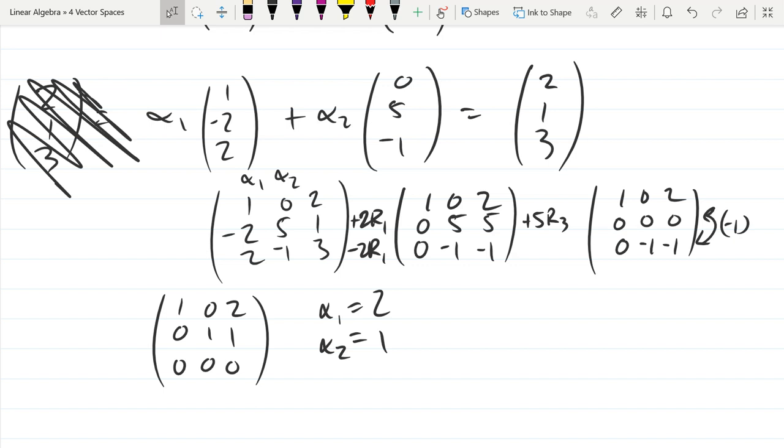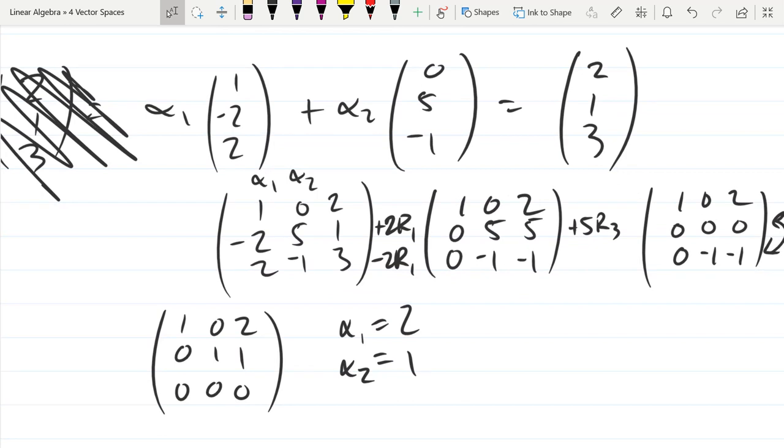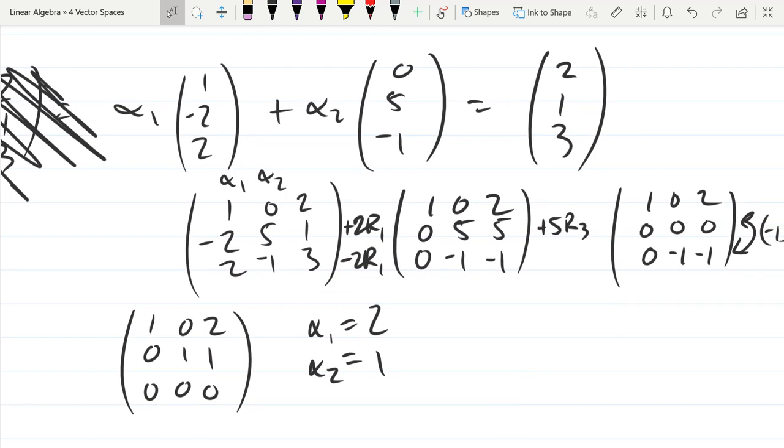So you should get alpha 1 is 2, alpha 2 is 1. Any questions? Let's look at our original situation at the top of the board. How could I see that alpha 1 had to be 2 without doing any actual algebra? It has everything to do with a 0 being at the top of our second vector. So what's the only way to get a 2 over here? Alpha 1 has to be 2.